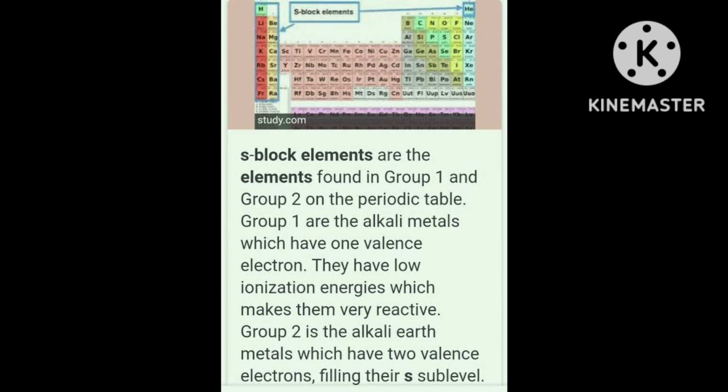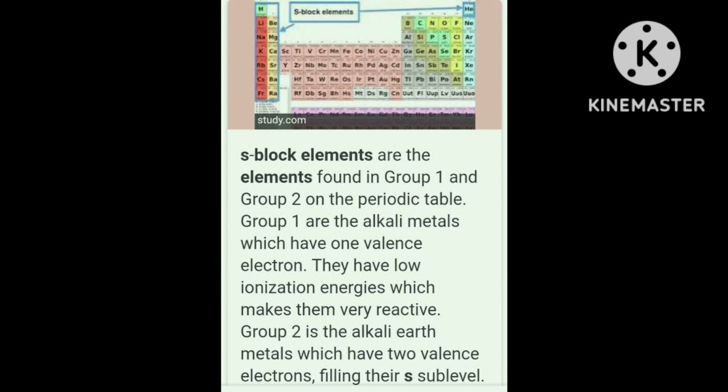Already I have told you about electronic configuration, but for example I am telling lithium. What is the atomic number? Lithium atomic number is 3. Then what will be the electronic configuration? 1s2 2s1. In that way, sodium has atomic number 11. Then the electronic configuration is 1s2 2s2 2p6 3s1.